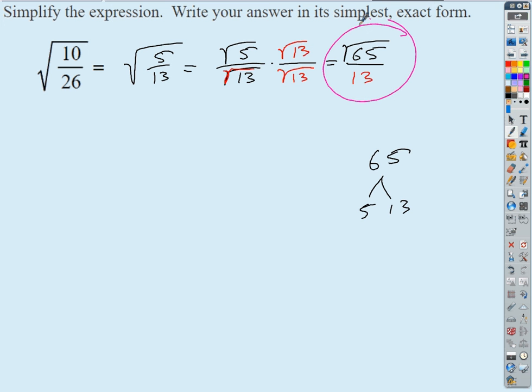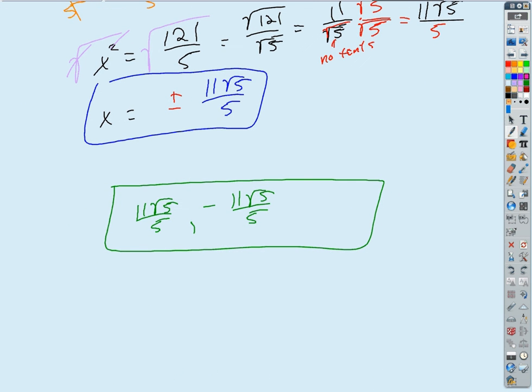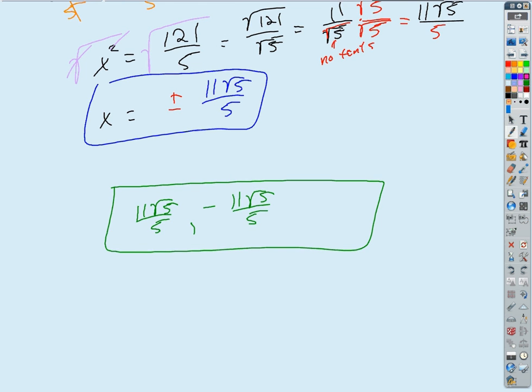Would that be plus or minus? No, it's not. This one's not plus or minus because we're just simplifying a radical. We're not solving an equation. The step where we get the plus or minus is when we square root both sides of an equation. There you go, right, so you have an x equals plus or minus, okay?